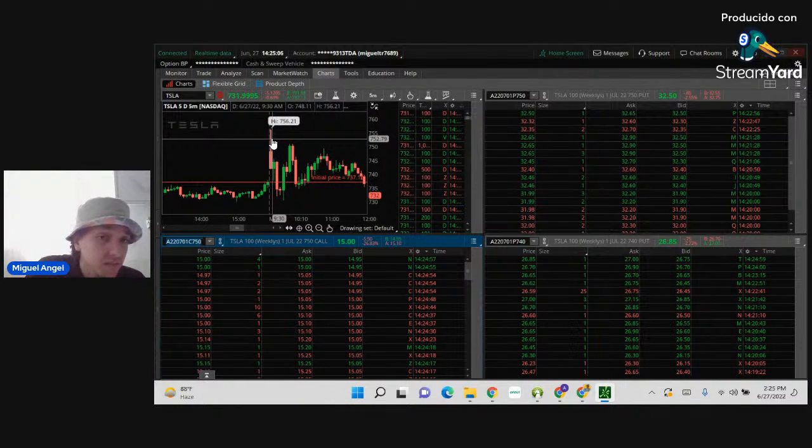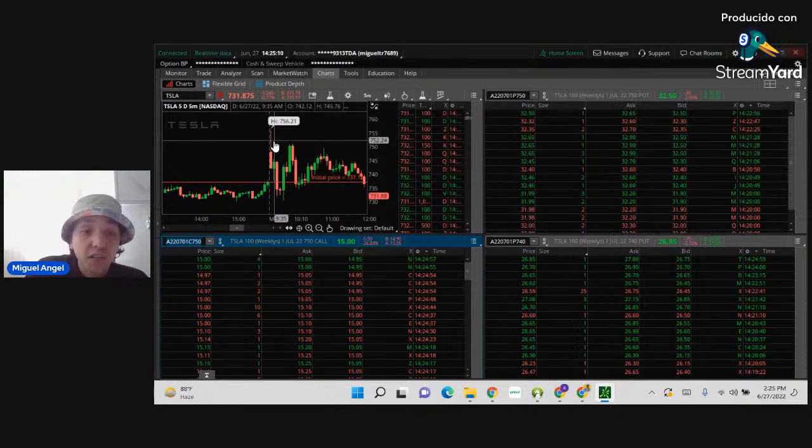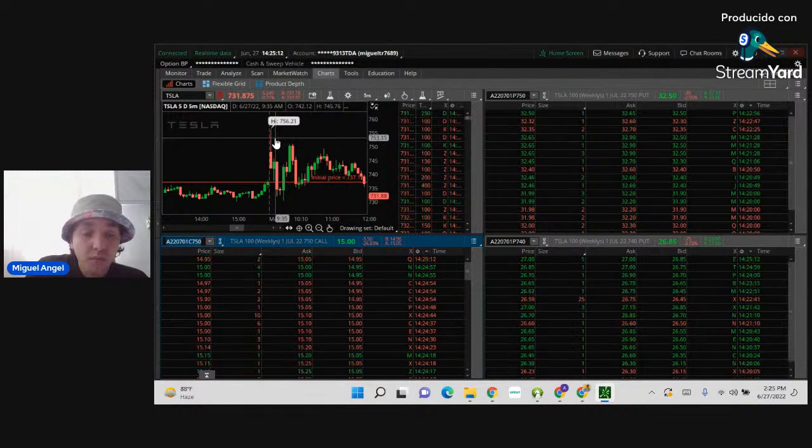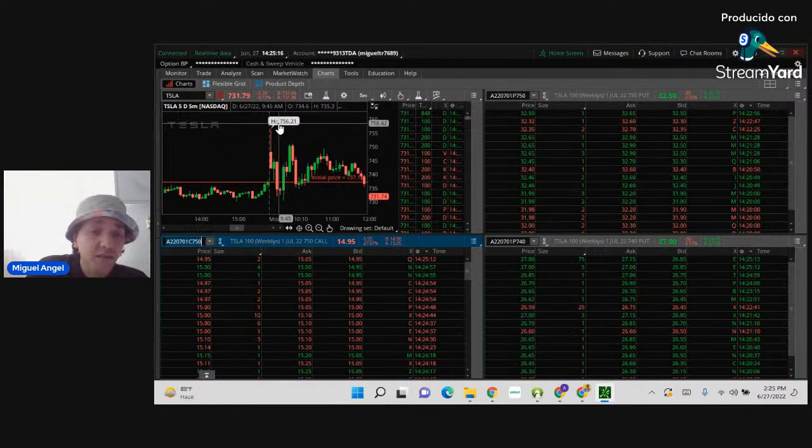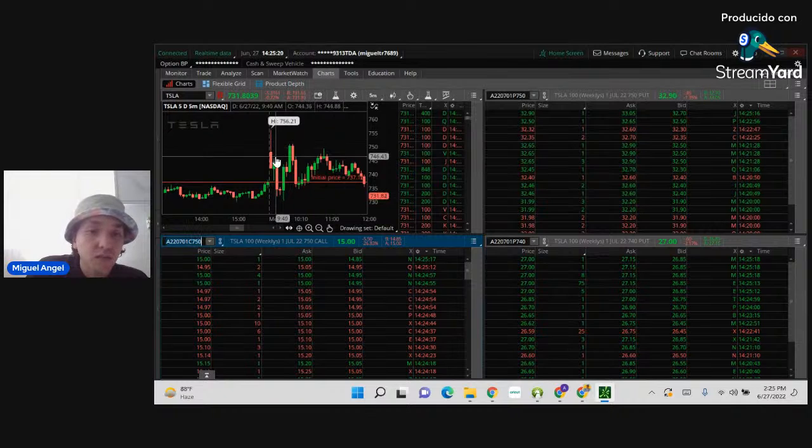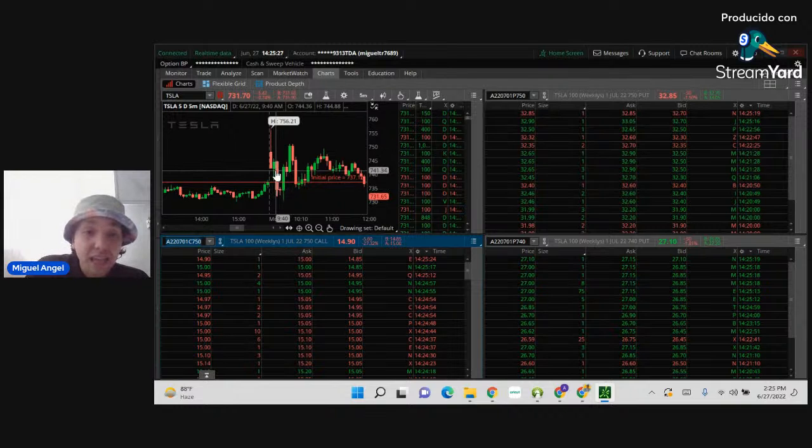I didn't trade this because I was practicing. But if I would trade this, I would have gone from maybe this point here, or maybe lower, maybe from the 750 to maybe 735, and that would have been a great trade, like for real, because we have more than $10 difference there.